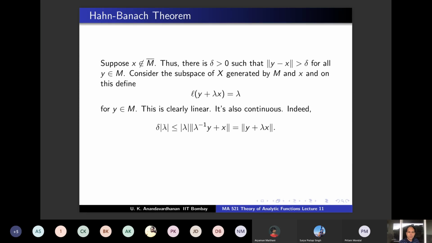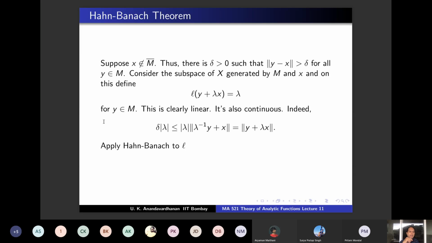So what is given to you is more. So you can observe that mod lambda is less than or equal to delta inverse norm of y plus lambda x, which shows that this linear functional is bounded, right? Modulus of L of y plus lambda x, that is mod lambda, is less than or equal to a constant, which is 1 by delta, times norm of the point. So norm of L of v is less than or equal to a constant times norm of v. That is what is called bounded, which gives you continuity. Okay, so it's also continuous.